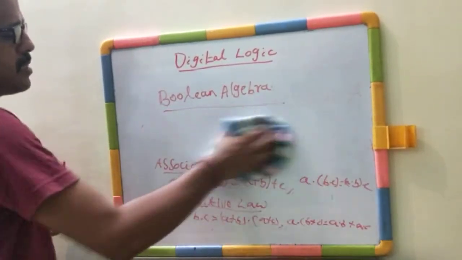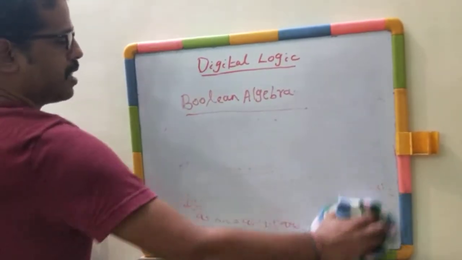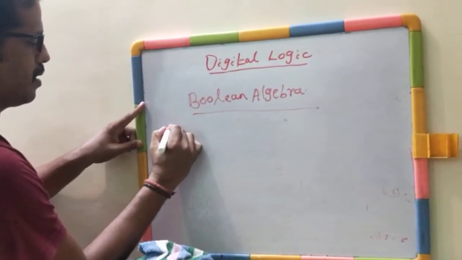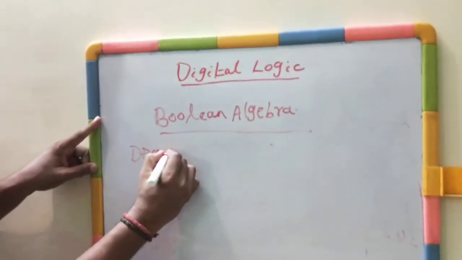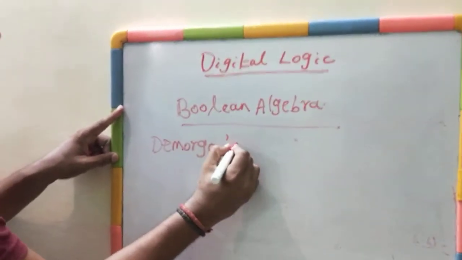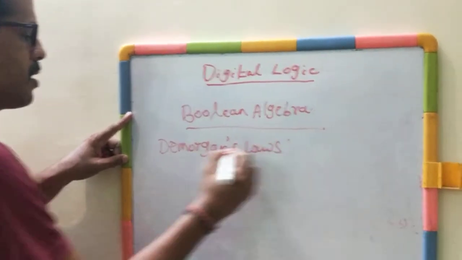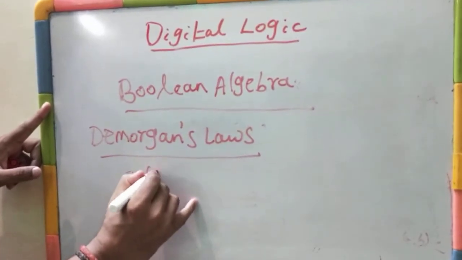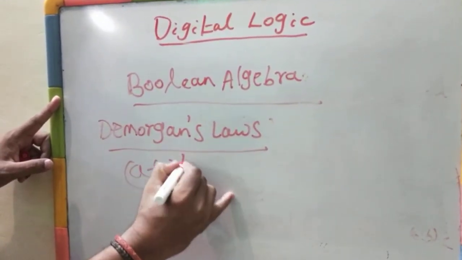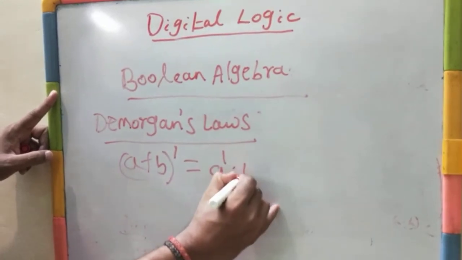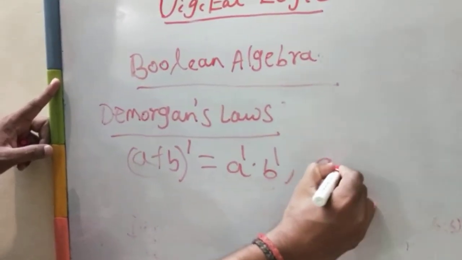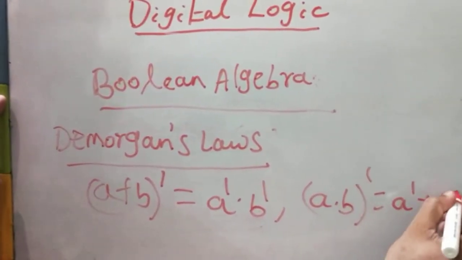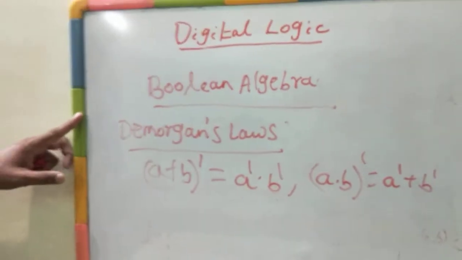The next important law is De Morgan's law. So this can be written as (A + B)' equal to A' · B', and (A · B)' equal to A' + B'. This is De Morgan's law.